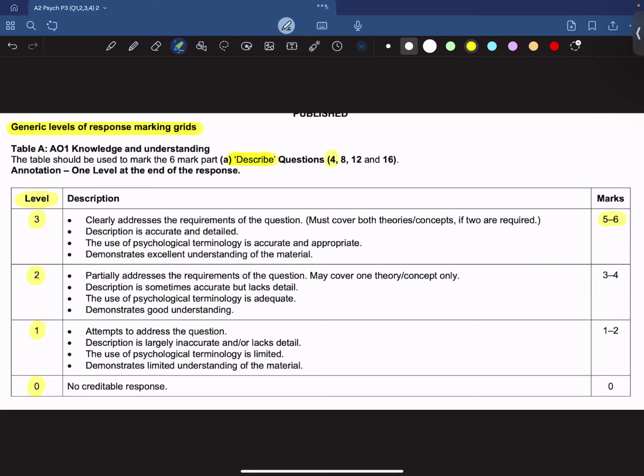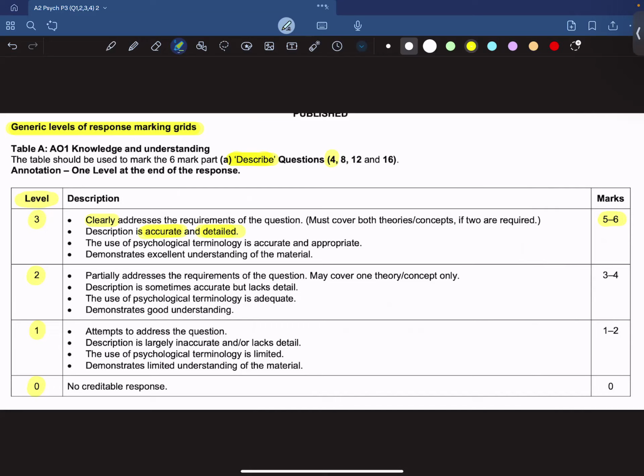Now, if we have a closer look, the Cambridge Examination Board expects us to clearly address the requirements of the question. Number 1, what is expected from us is clarity, right? So this must cover both theories and concepts, if 2 are required. If there's a theory that has been asked for, you describe that in a clear manner. If there's a concept, describe that in a clear manner. If they're both required, do so.